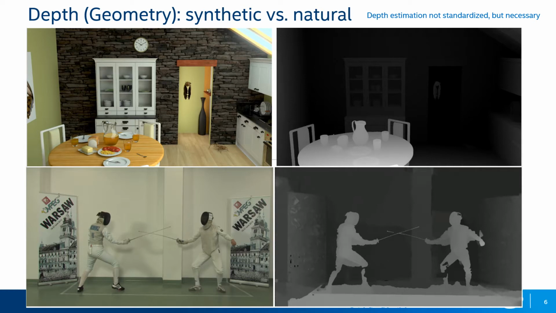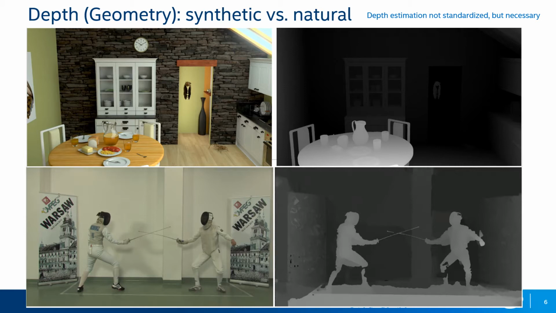Depth estimation is not actually standardized. It's not part of the MIV standard itself, but it is necessary. You need to have that depth representation in each of those view positions. The top scene shown here is a synthetic scene that was generated, and you can see both the texture and, on the right side, the depth. In this case, the depth is really pretty. It's clean, it's crisp, because it was done virtually.